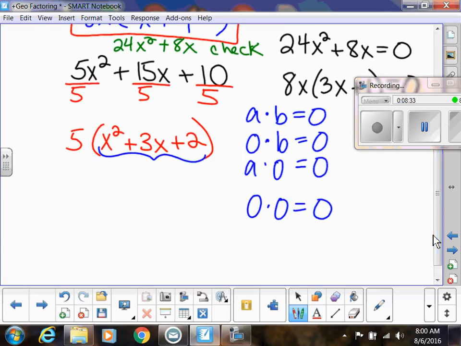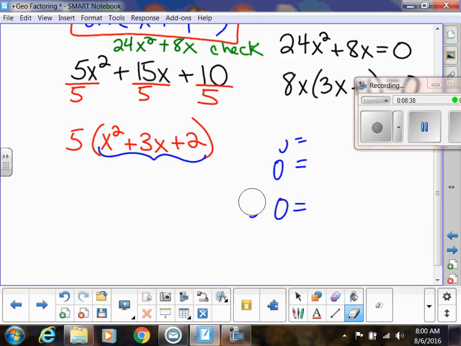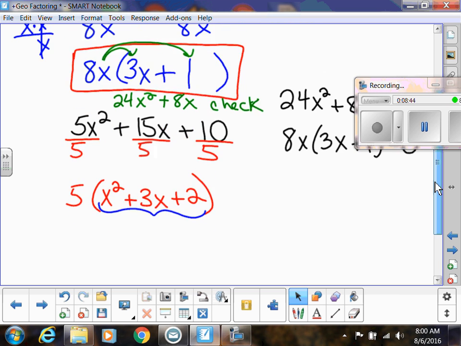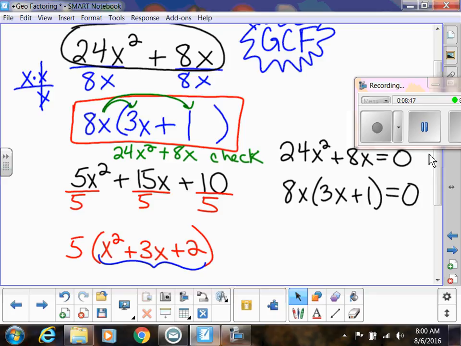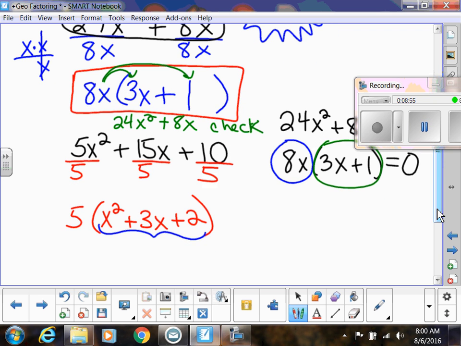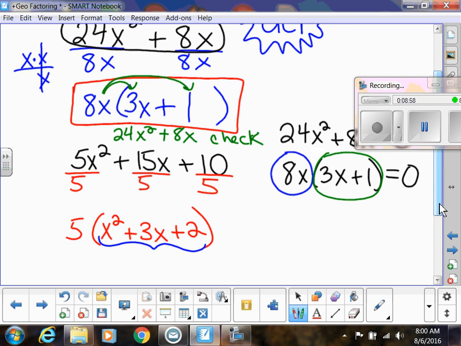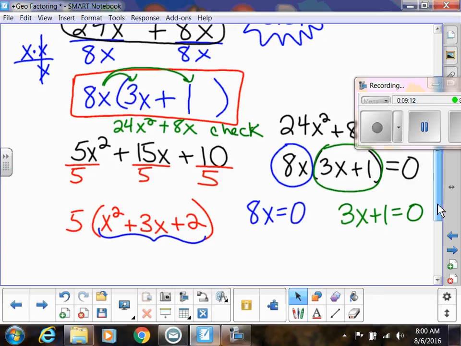So we're going to use that idea. Instead of a times b, I have my two factors, right? So 8x is like my a. Think of this as like my a. And then I have my 3x plus 1, that's like my b. Well, if I know at least one, if not both of them have to be 0, then I would say, okay, 8x could be 0, or 3x plus 1 could be 0. So now I have two different equations and they're linear, and I can just solve them.